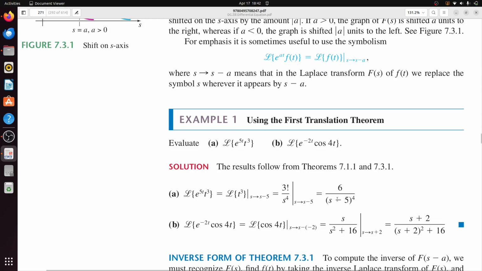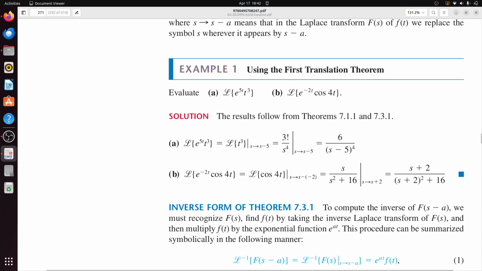Now that is how the first translation theorem acts on different functions. You can understand that if you need to compute these things manually, then your life would have been miserable. For example, for e to the power minus 2t into cos 4t, you have to do integration by parts and all, then put the limits, and there is a high chance that you will make a mistake. So it is better to always remember the theorems and the associated formulas.